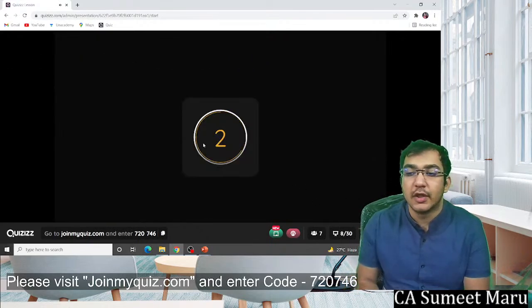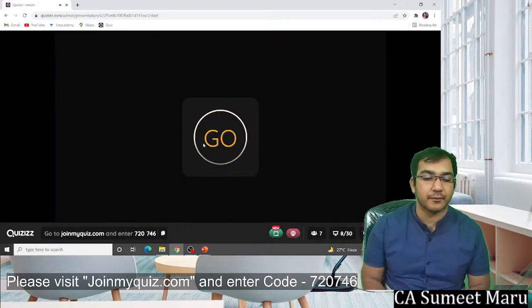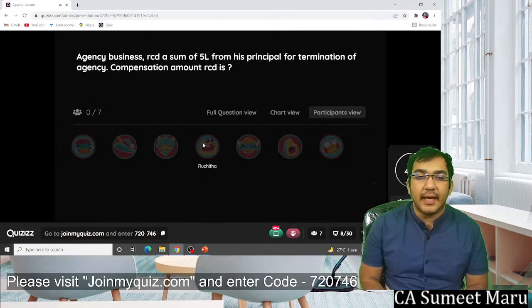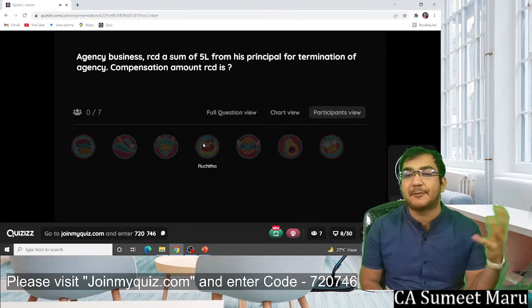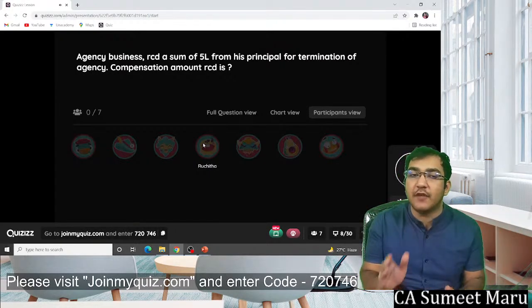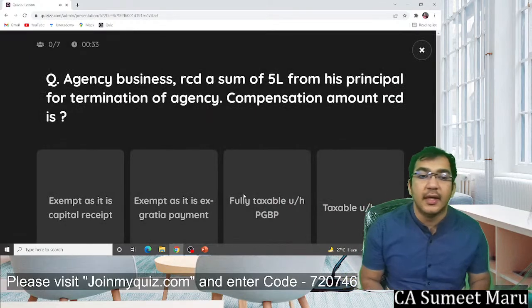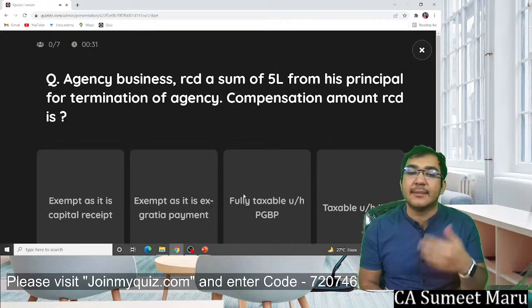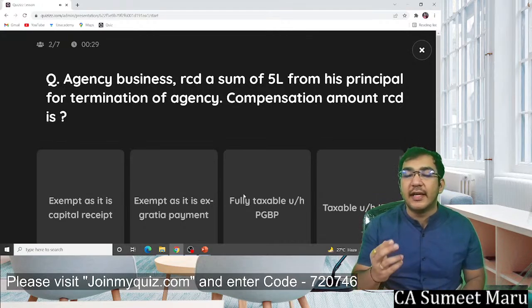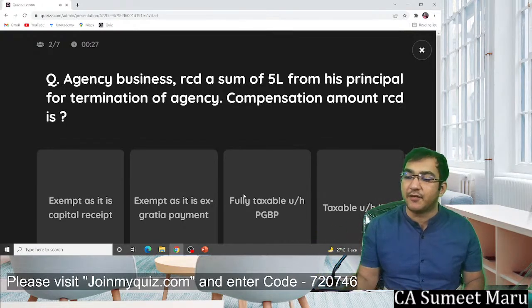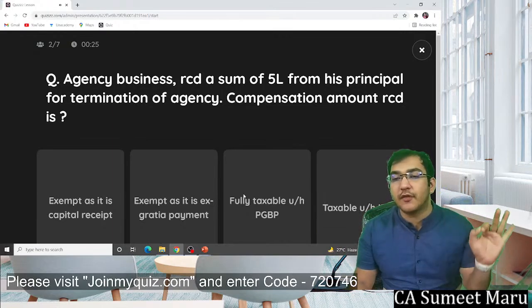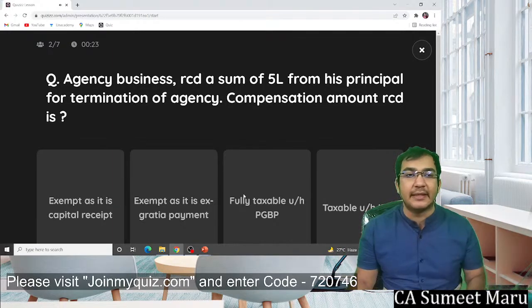Next question. Question number 8. Agency business received a sum of 5 lakh from its principal for termination of agency. Compensation amount received is exempt as a capital receipt, exempt as an ex gratia payment, fully taxable under PGBP, taxable under income from other source. Termination of contract of your business, simply, are you getting any compensation from that?